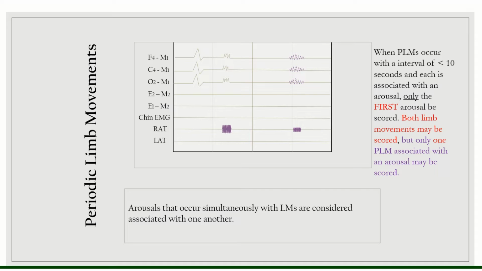Let's say the whole epoch, you have a periodic limb movement every less than 10 seconds, every 5 seconds, let's say. Every 5 seconds, and each one of them is associated with an arousal. We're only going to score that first periodic limb movement. No, we're going to score all the periodic limb movements, but we're only going to score that first arousal. We can only score one periodic limb movement associated with an arousal. Okay.